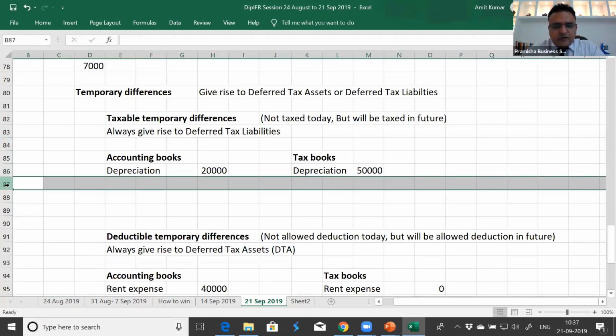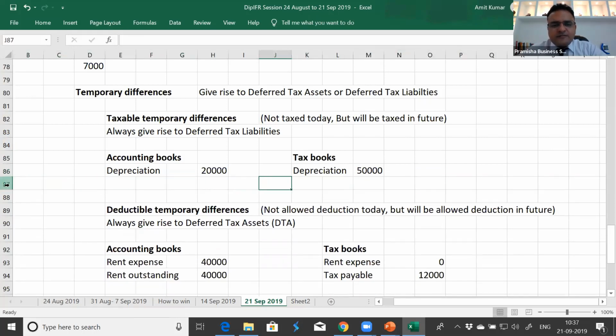Does it mean that they'll continue to allow this higher depreciation forever? No. What is it resulting in? This is a taxable temporary difference. They are allowing a higher depreciation charge, meaning they are deducting 30,000 extra from the income. 30,000 extra from the income means they are not charging tax on that 30,000 today, but they'll be charging in future. How much in future? Future liability. The rate is 30%, 30% of 30,000. They'll be charging more in future. Agree or not?